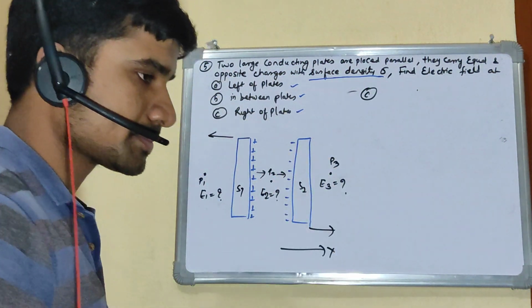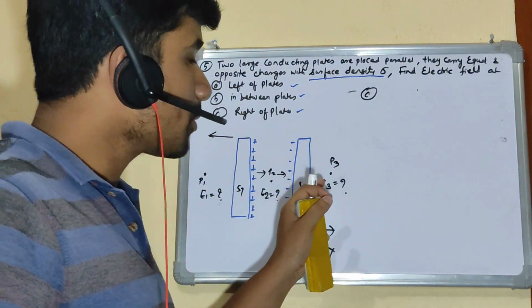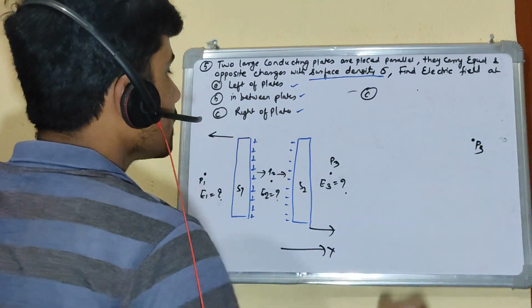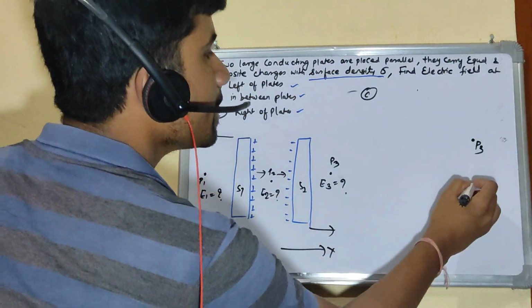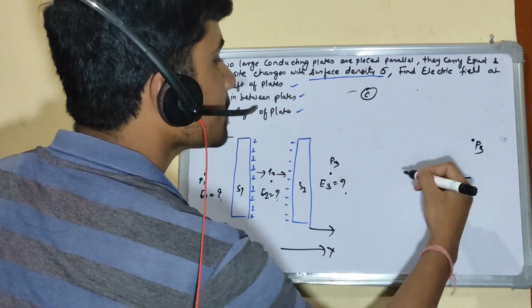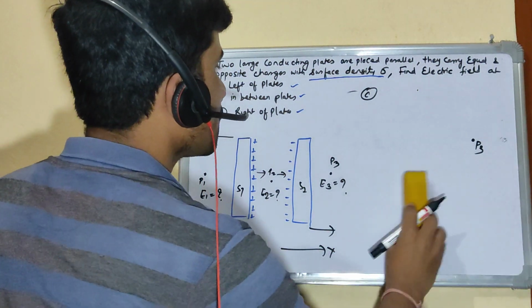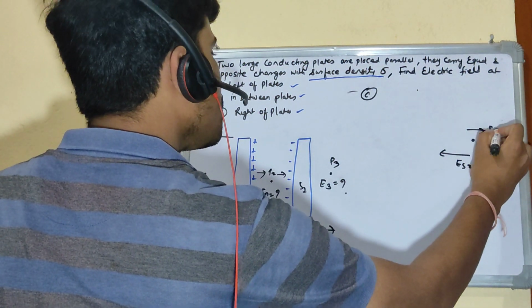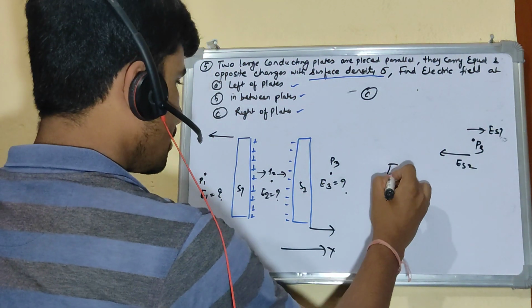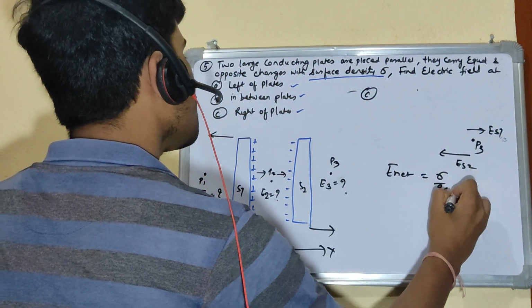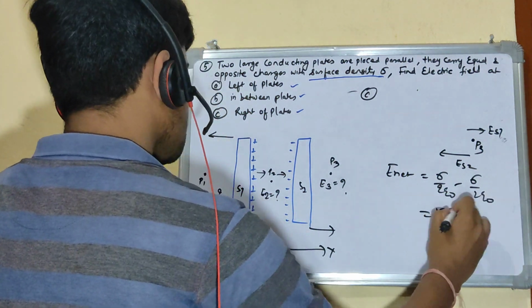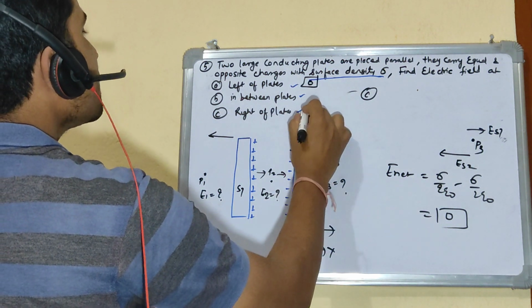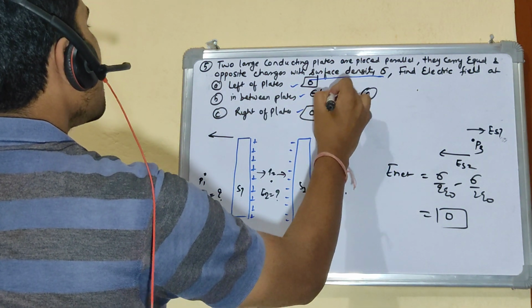Now, talking about point P3, right? For point P3, again, this is the same case. Let's say this is the point P3. Because of S2, the direction will be towards it, because this is a negative charge. But for S1, it will be away from it. So again, both are of opposite natures. So net will be what? Sigma by 2 epsilon naught minus sigma by 2 epsilon naught, which is again 0. So you can say the field to the left of the plates is 0, the field to the right of the plates is 0, and in between the plates the field is sigma by epsilon naught, right?